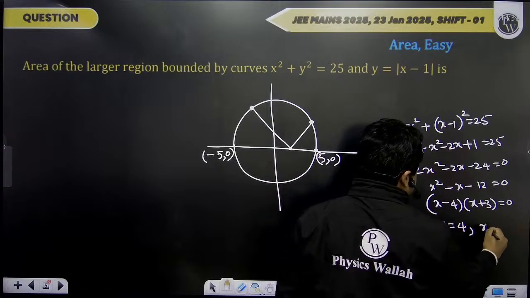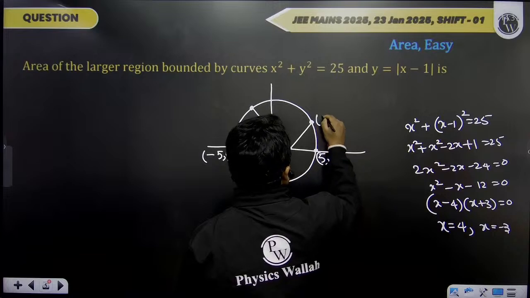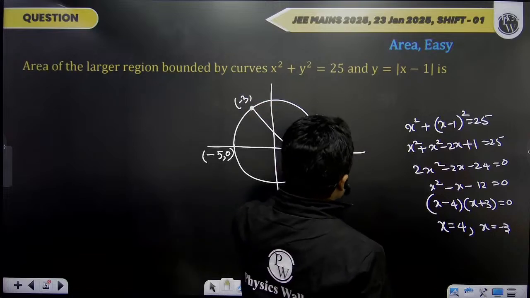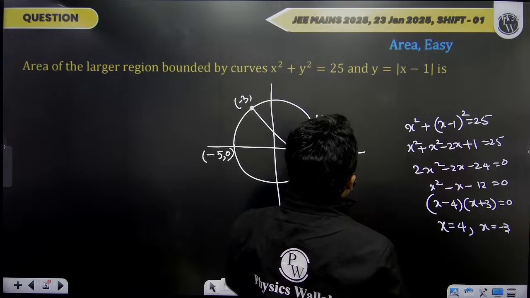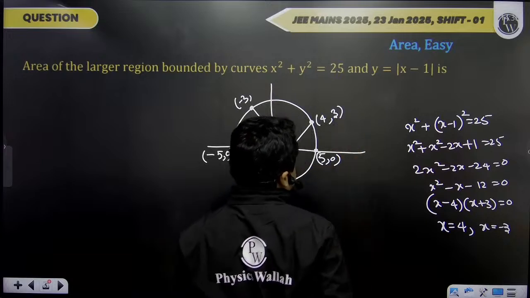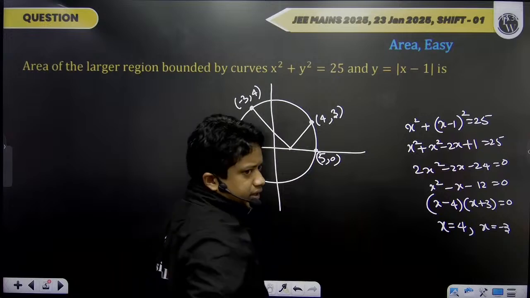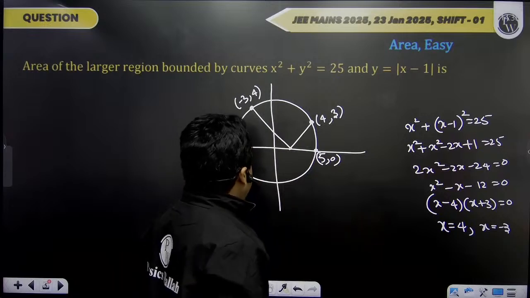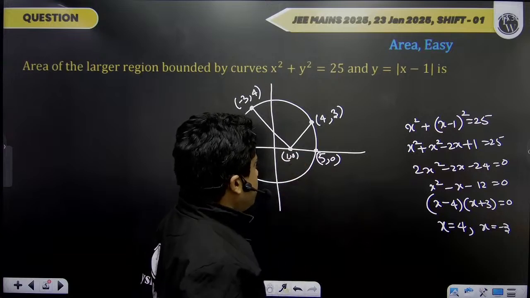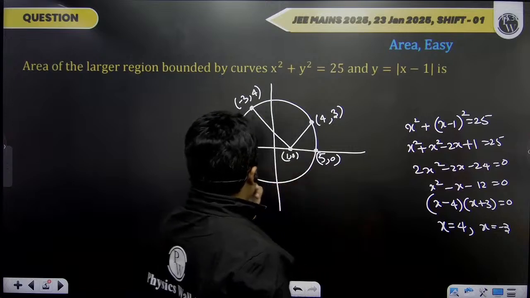4, and x will be equal to minus 3. So this point will be obviously x equal to 4, and this will be x equal to minus 3. So when x is equal to 4, my y will be equal to what? 3, right? 4 minus 1, this will be 4 comma 3. And when x equal to minus 3, this point will be equal to what? 4, right? Okay. And this point is what? This point is 1 comma 0. All right, because we have shifted the mod graph, it is mod of x minus 1. So this point is 1 comma 0.